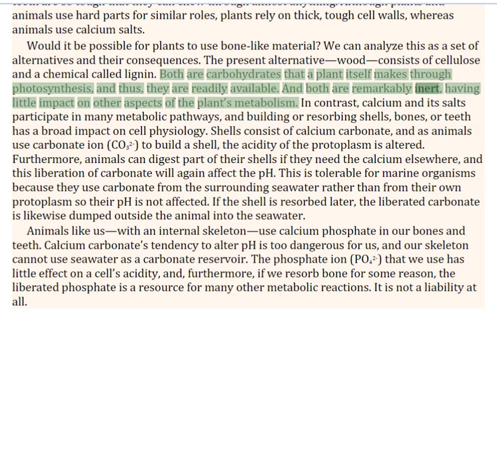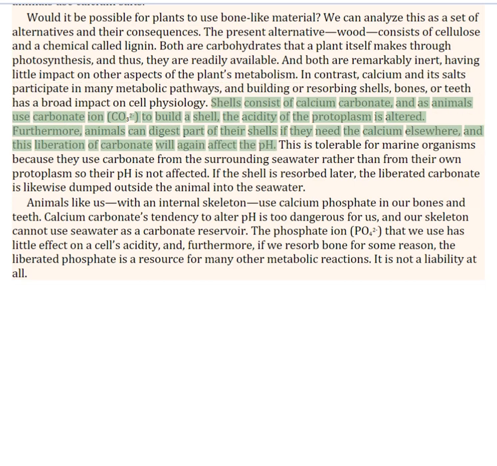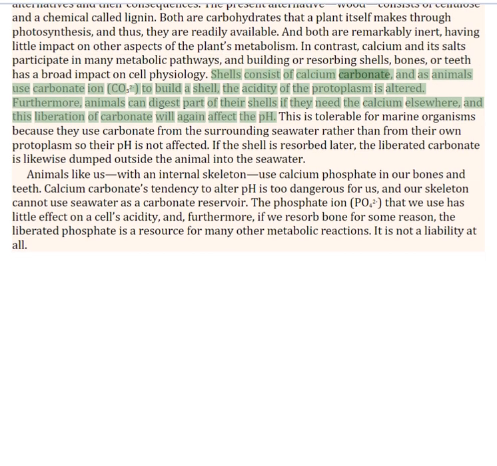And both are remarkably inert, having little impact on other aspects of the plant's metabolism. In contrast, calcium and its salts participate in many metabolic pathways, and building or resorbing shells, bones, or teeth has a broad impact on cell physiology. Shells consist of calcium carbonate, and as animals use carbonate ion to build a shell, the acidity of the protoplasm is altered. Furthermore, animals can digest part of their shells if they need the calcium elsewhere, and this liberation of carbonate will again affect the pH.